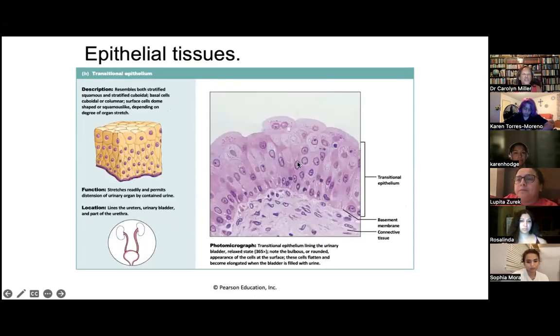And here's transitional, the 8th type. Remember, I said it is the bladder, and it looks like it's transitioning. Here it looks columnar, then it looks flat. It just depends on the extent of the bladder. So if it's a full bladder or not. So this is transitional.